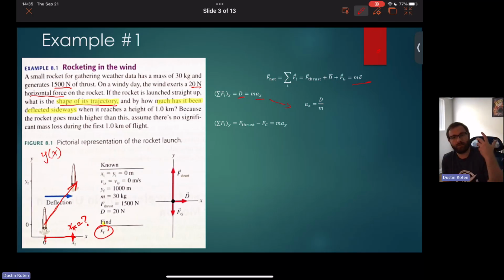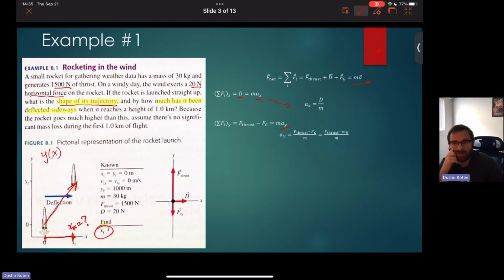The next part is the y direction. In the y direction, we have the difference between these two forces. We have thrust upwards trying to propel the rocket, and we also have gravity fighting against that. That also has to equal ma, but the acceleration in the y direction could be different than the x direction. So that's why we have a sub y here.